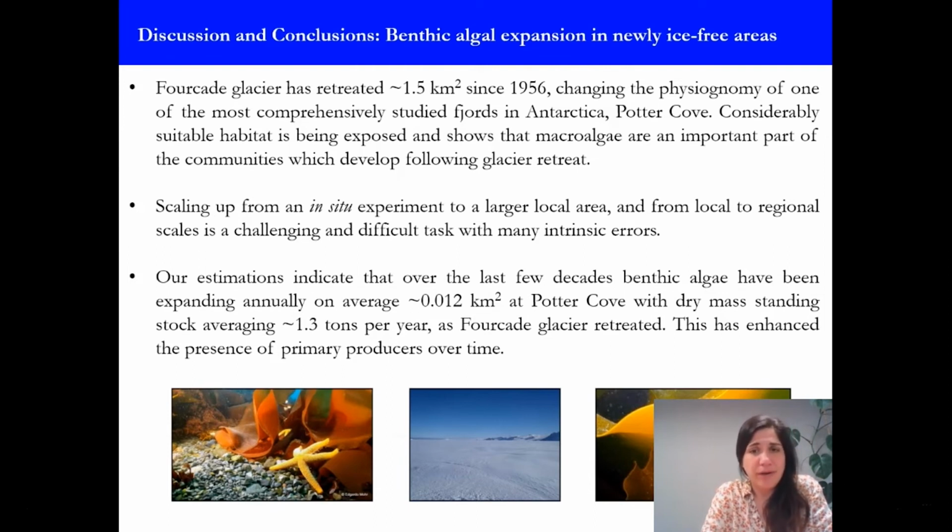So these are our preliminary results, and there are many intrinsic errors, but we know that these are the first steps. So we could estimate that annually the macroalgal community could be expanding 0.012 square kilometers in Potter Cove, and with a dry mass of standing stock of 1.3 tons per year. So this is clear that it is enhancing the presence of primary producers over time.